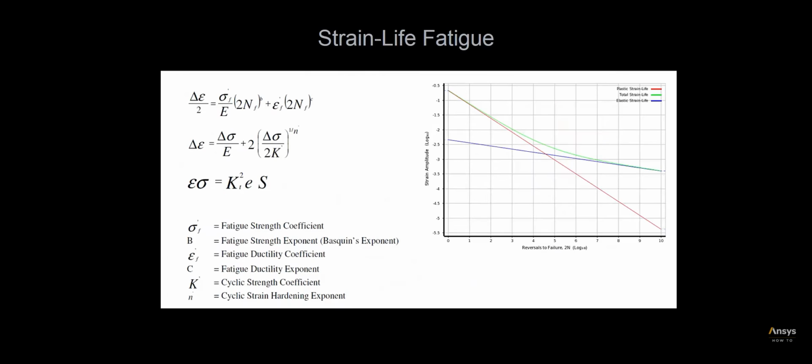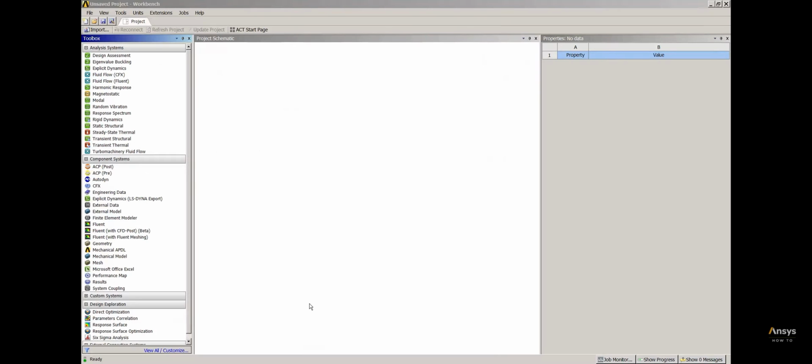The strain life fatigue method is more suited for cases where the parts experience large strains and the stresses can exceed the yield stress of the material and thus result in plastic strains. Typically, we are looking at fatigue failure within a few hundred cycles. With that, let's move on to the actual demonstration.